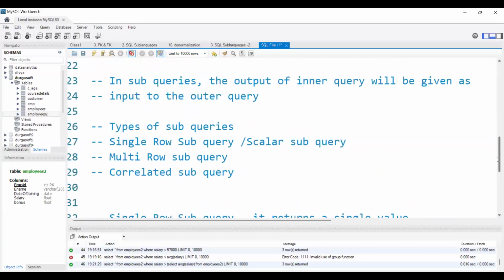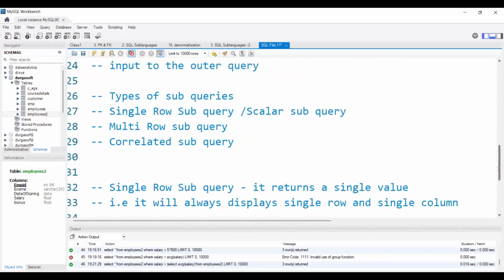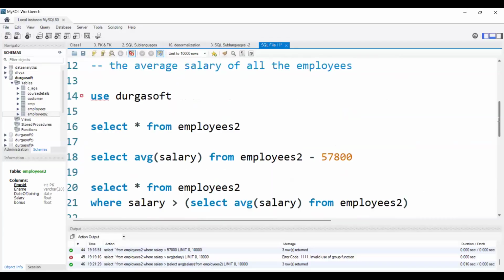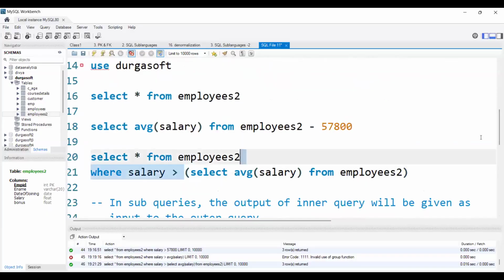Actually, the first example also comes under single row subquery. Let me repeat: the inner query, the second query, is called the subquery here, correct? This is our main query, this is our subquery. Here I'm talking about the result of this subquery only, not the output of our main query. The final output is considered the output of the main query, and the output of this one is considered the output of the subquery. Am I clear on this point?